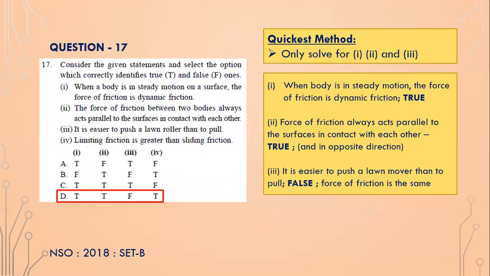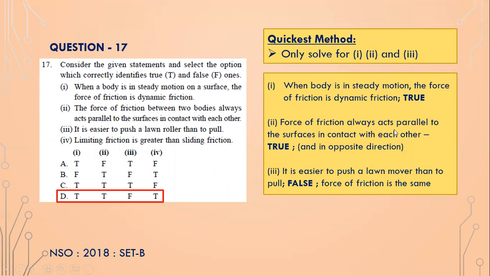Consider the given statements and select the option which correctly identifies true and false ones. When a body is in steady motion on a surface, the force of friction is dynamic friction, which is true, because dynamic friction is the friction acting on a body which is in steady motion. The force of friction always acts parallel to the surfaces in contact with each other, which is exactly true, isn't it?